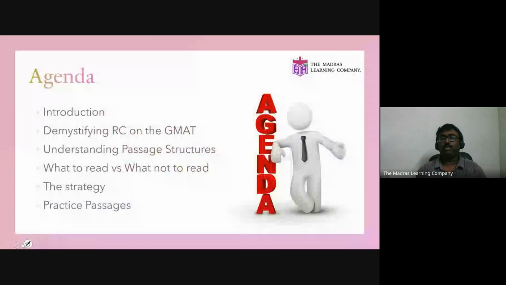So we will look at what reading comprehension is on the GMAT, how it's being tested, and what the different things are that you should do and should not do. Then we'll delve a little deeper into what kind of passage structures are generally seen as a pattern on the test. Then we'll start with the first strategy about how to deal with RCs. And then we have some practice passages that we can solve together so that the strategy sits in your head and then you can do the rest on your own. All right, that's what we're going to do.